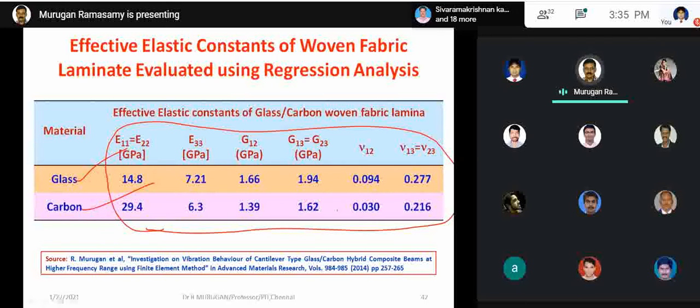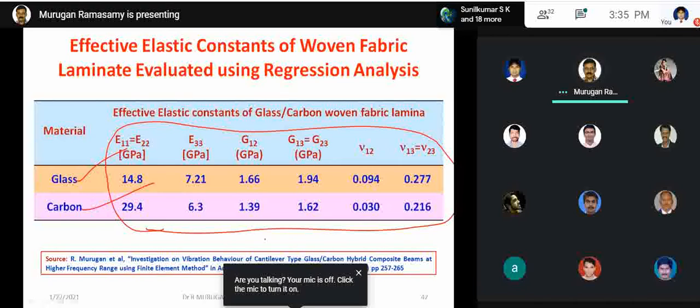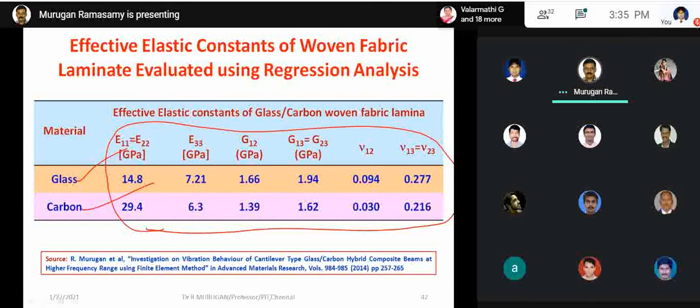This is what we have concluded. These effective elastic constants are used for further analysis. I think we published one paper also based on this one. We can refer to that paper.